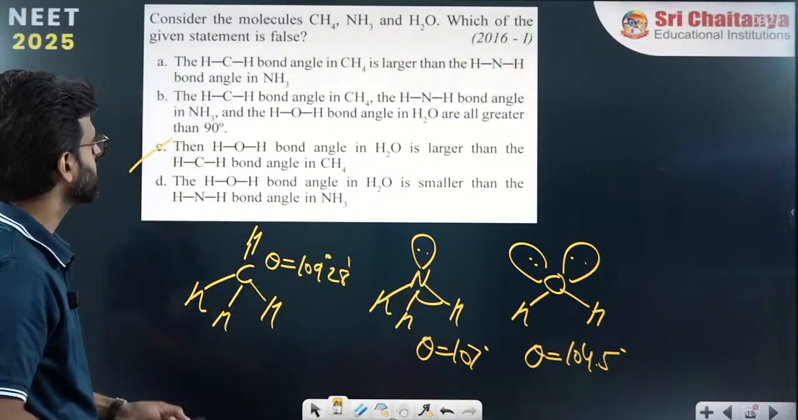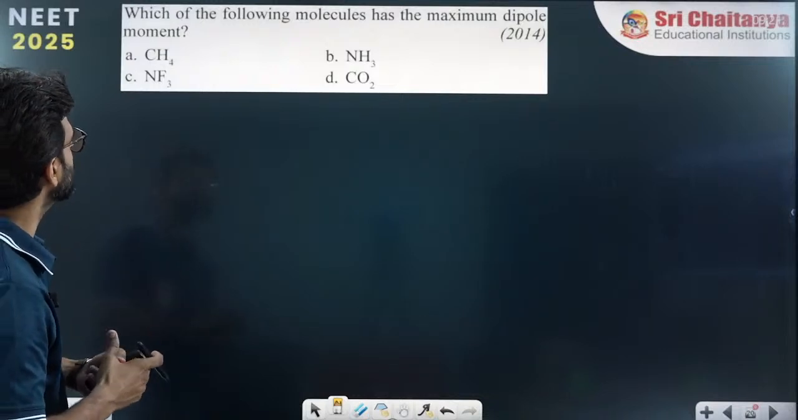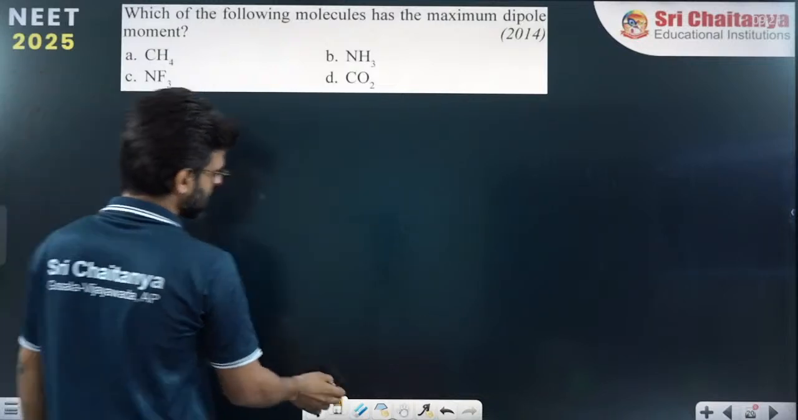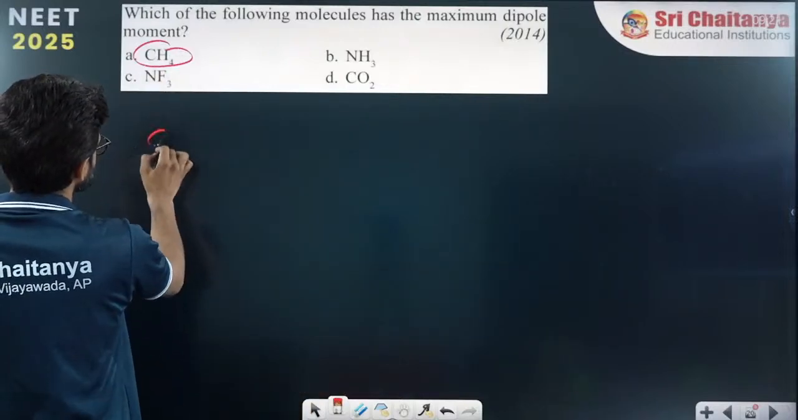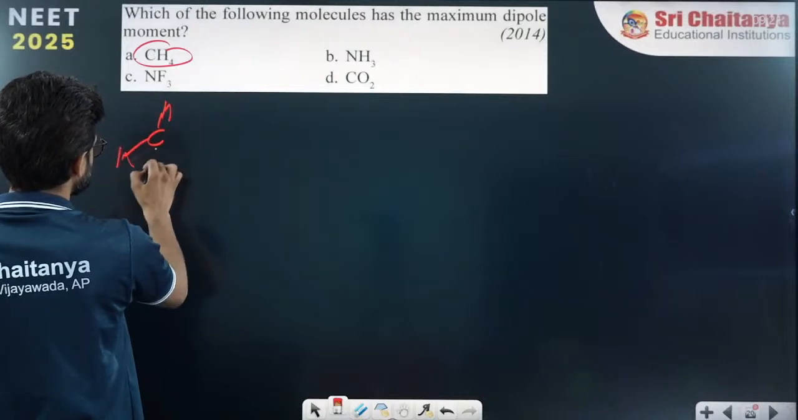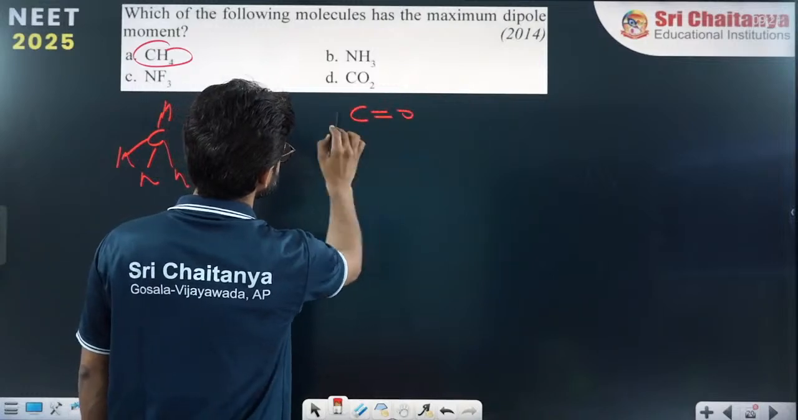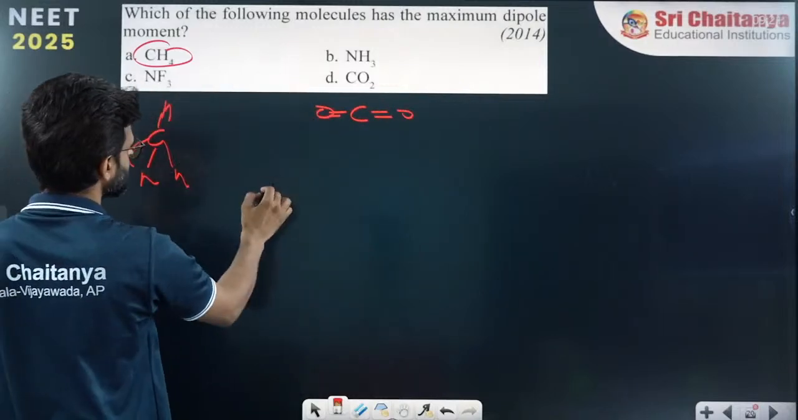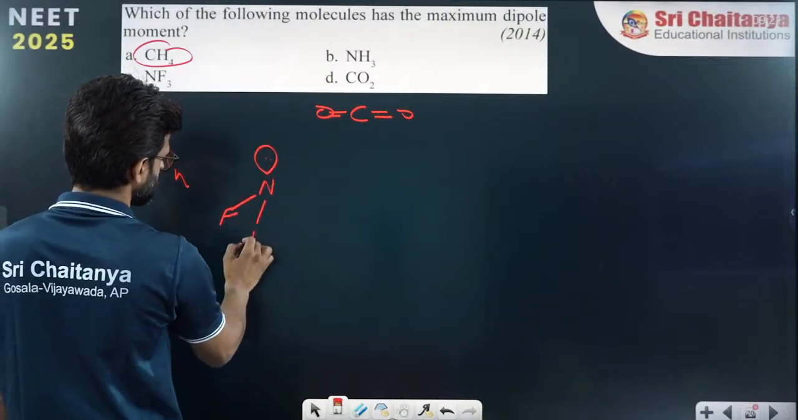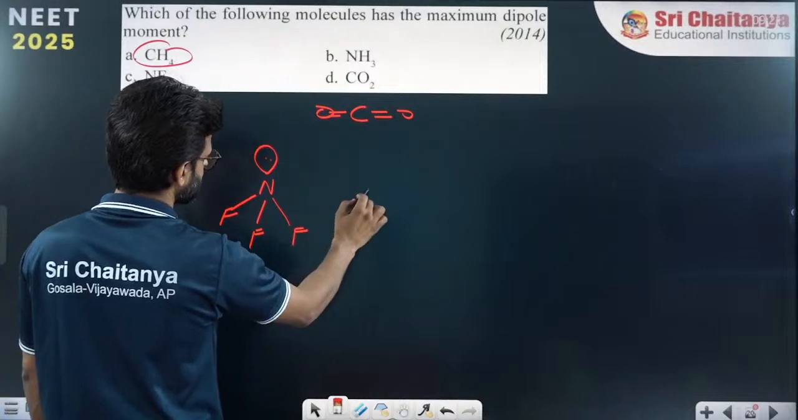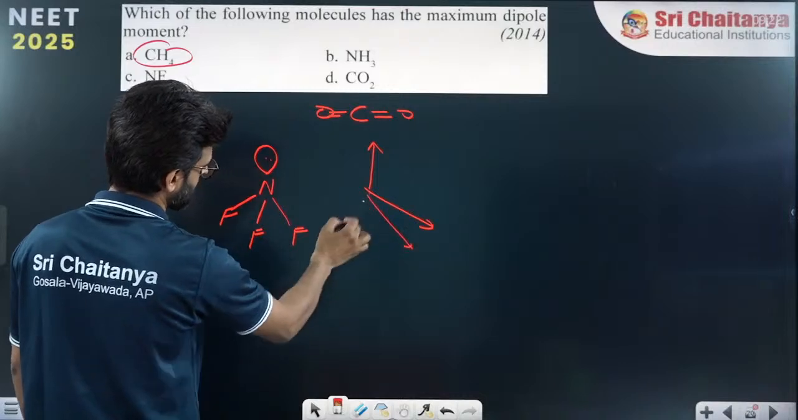Easy to find. Which among the following molecules has maximum dipole moment, right? We know very well that CH4 is a symmetrical molecule. Net dipole moment is what? 0. Actually CO2 also is symmetrical, so 0. We have to check which one? NF3, NH3. NF3, if you check, the direction is a little this way. The lone pair is pulling upside, F here, F here, F here, right?